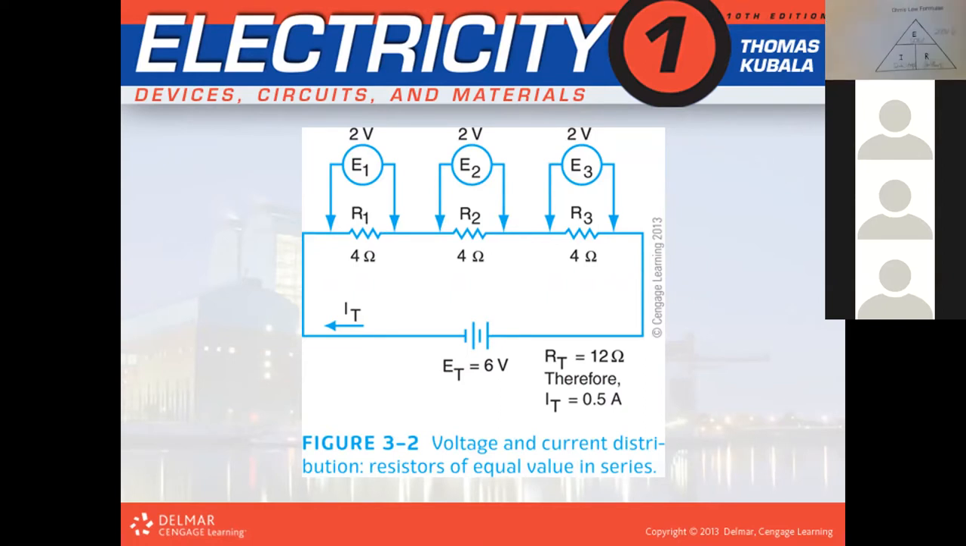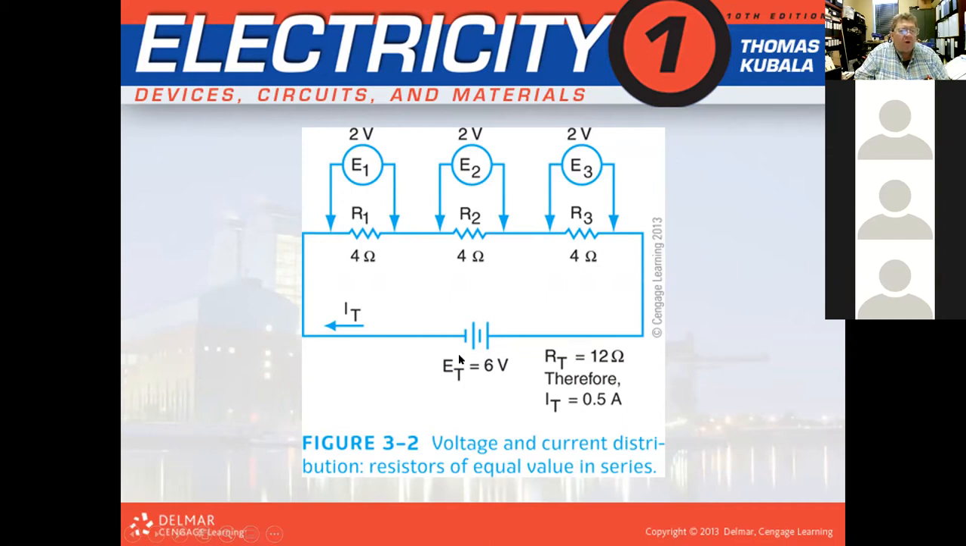How about that triangle there? What do we do with the triangle? How do we calculate the current? Volts divided by resistance. E over R will give you I. So if I cover up the I, it's going to be E over R equals I, right? The current.